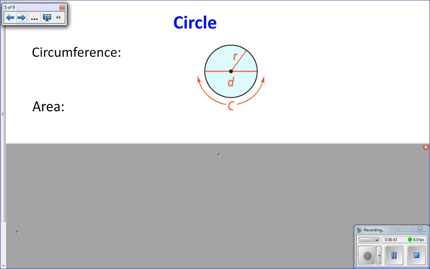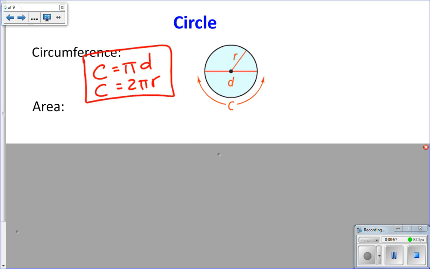Okay, and again, I'm not ready to derive where this formula comes from, so I'll just say this. The circumference is equal to pi times d, or 2 pi r. Both are useful depending on if you have the diameter or the radius. And the area of a circle is pi r squared. I think on Pi Day we'll talk more about the number pi and why it works out so nicely in these formulas.